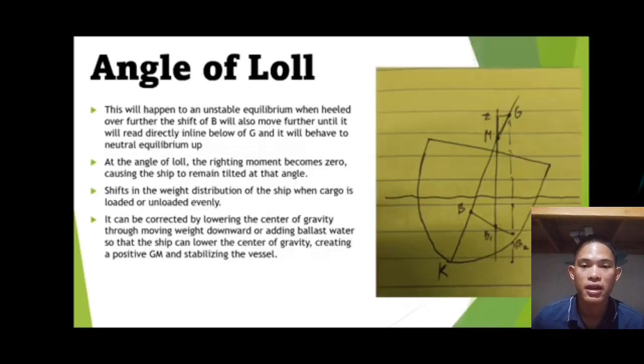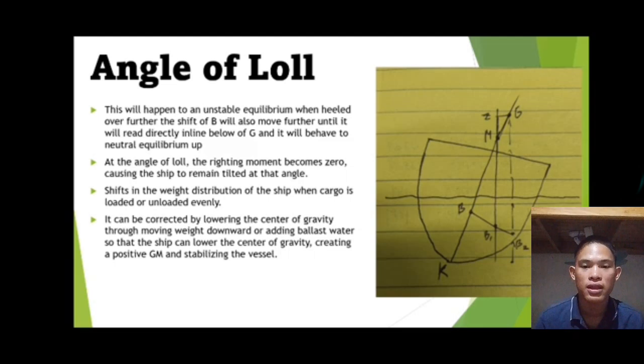And lastly is the angle of loll. The angle of loll will happen to an unstable equilibrium when heeled over further. The shift of buoyancy will also move further until it lies directly in line below the center of gravity, and it will behave like neutral equilibrium. As you can see, the center of buoyancy and the center of gravity are in line. At the angle of loll, the righting moment becomes 0, causing the ship to remain tilted at that angle.